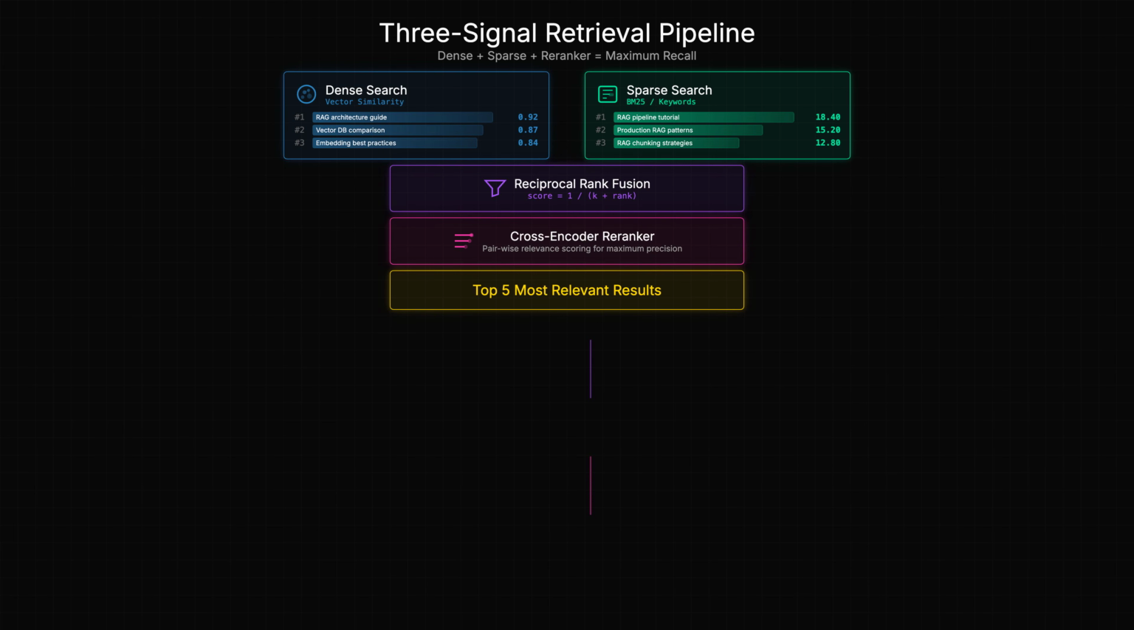To merge dense and sparse results, use reciprocal rank fusion. The formula is simple. Score equals the sum of 1 divided by k plus rank across all retrieval methods. K is typically 60. Pinecone, Weaviate, and Elasticsearch all support this natively.